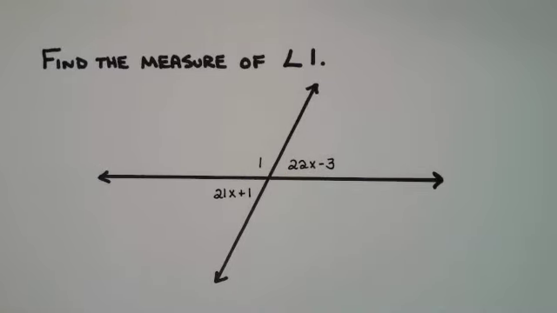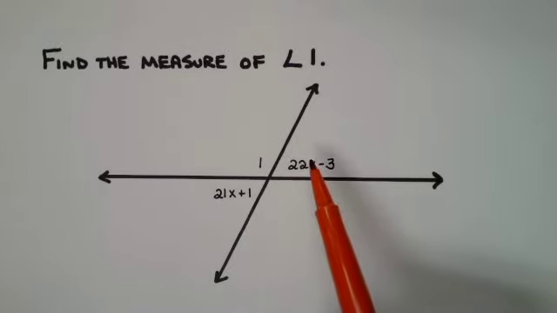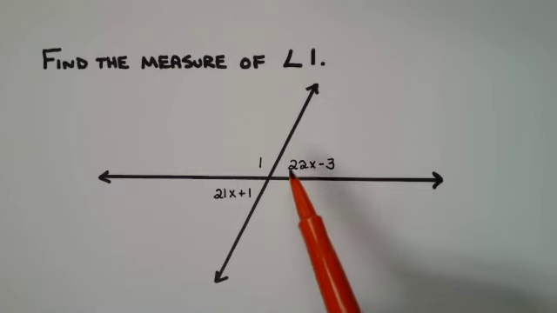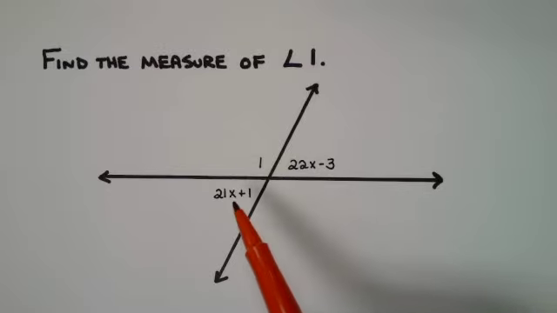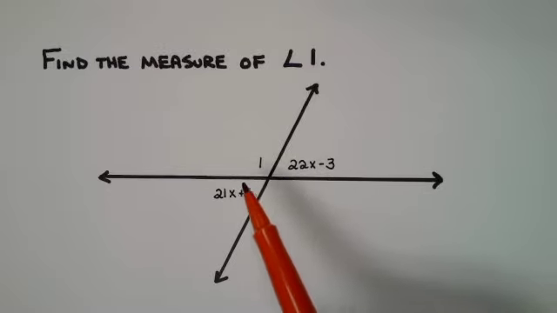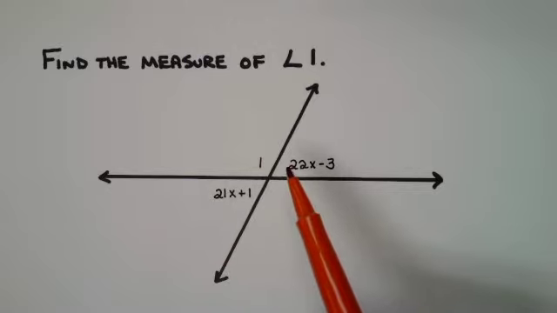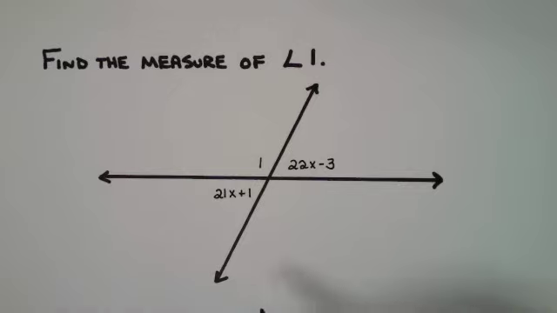So this is going to be a multi-step problem, but the first thing I need to do is figure out what x is. What type of angles are these? These are vertical angles. Well, what do we know about vertical angles? What we know about vertical angles is going to help us set up an equation. Vertical angles are equal. That means this right here is equal to this right here. That's how we'll set up that equation. So let's do that.